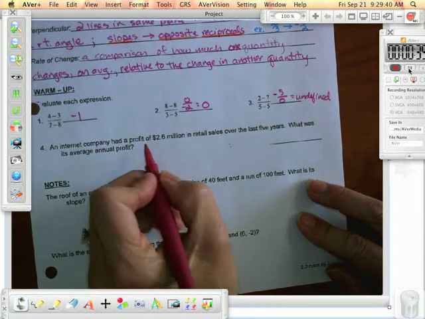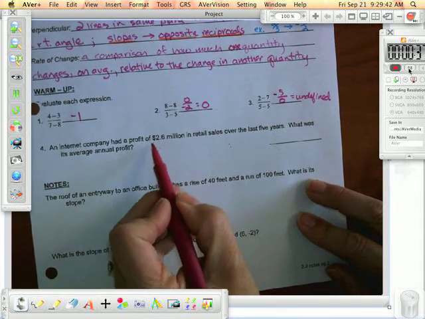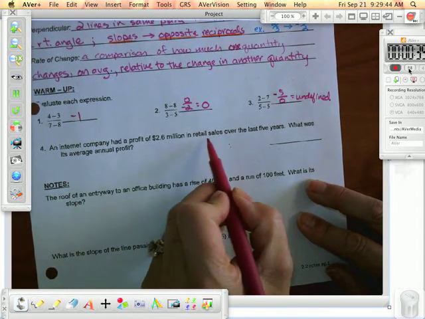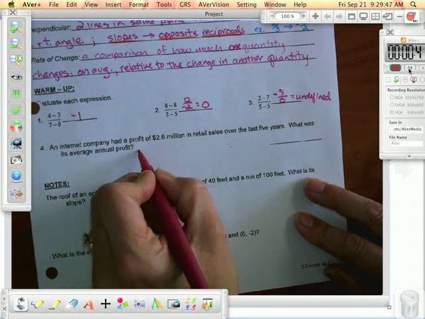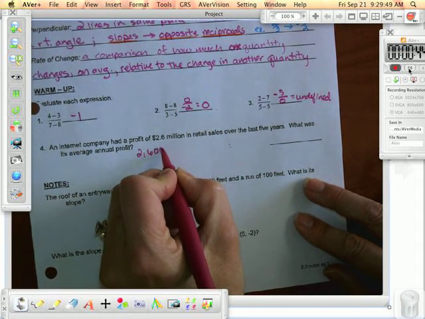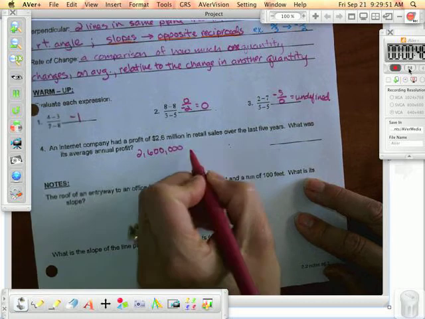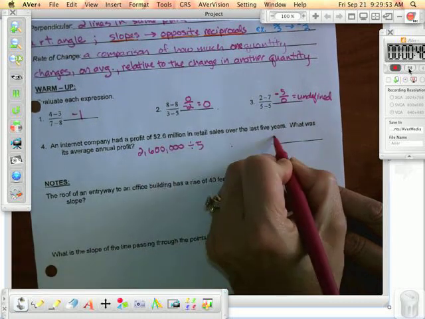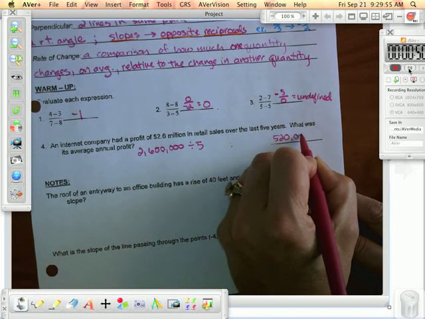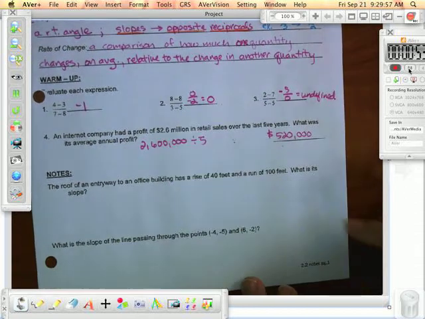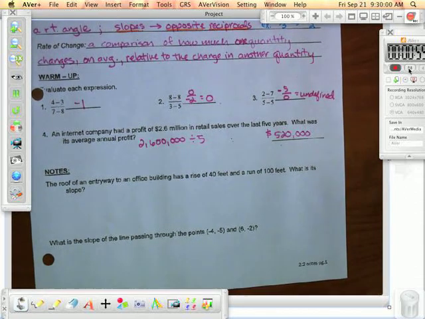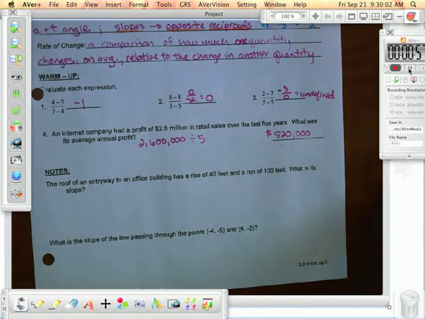An internet company has had a profit of $2.6 million over the last 5 years. What was its average annual profit? Well, it's 2.6 million divided by 5. 520,000. Did you get that? Yeah.